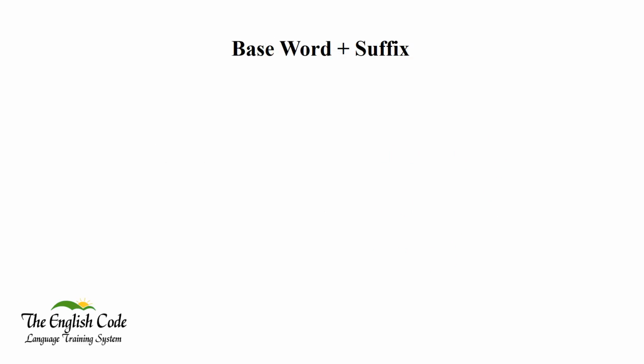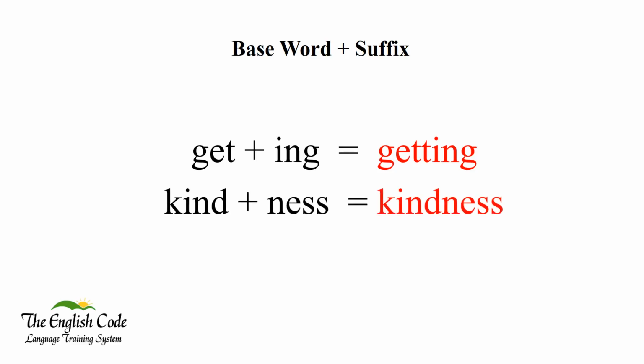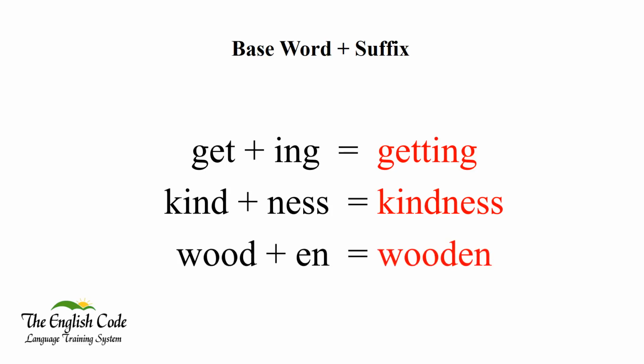Base word and a suffix. For example, get and ing equals getting, kind and ness equals kindness, or wood and n equals wooden.